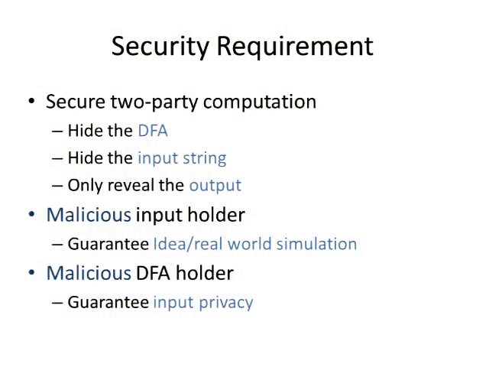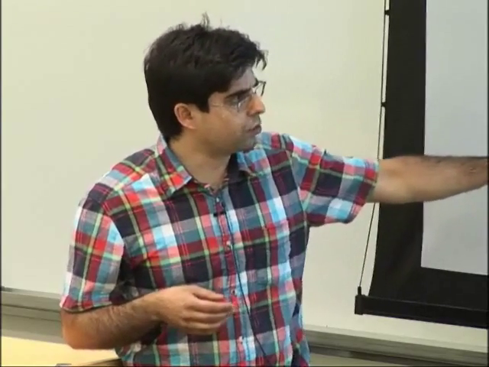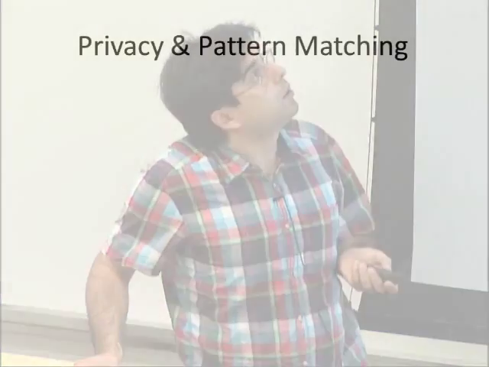For the DFA holder, if the DFA holder is malicious, we can only achieve input privacy. This is an indistinguishability notion of privacy for the input holder's input. If the party who holds the DFA is malicious, you can strengthen this and also get simulation-based security, but then you lose the efficiency, which is what I'm mainly interested in in this work. We want to get something that is efficient. Okay, that was all I was going to talk about with the security.